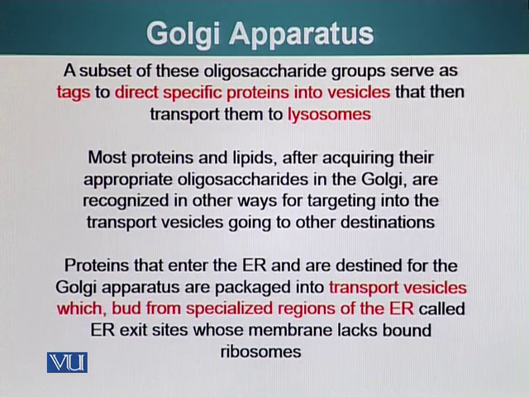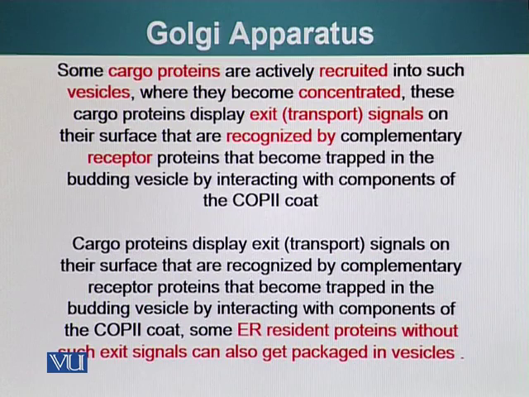Proteins that enter the ER and are destined for Golgi apparatus are packaged into transport vesicles which bud off from the specialized regions of ER called ER exit sites, whose membranes lack bound ribosomes. So these membranes of ER, they're specialized. Basically, their purpose is to form these vesicles, and these vesicles, once they're formed, they fuse with the Golgi apparatus. And these special exit sites lack ribosomes, which we have talked about, the smooth ER and the rough endoplasmic reticulum. Some cargo proteins are actively recruited into such vesicles where they become concentrated.